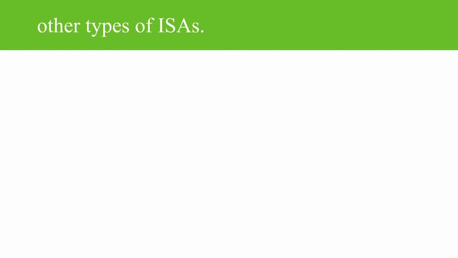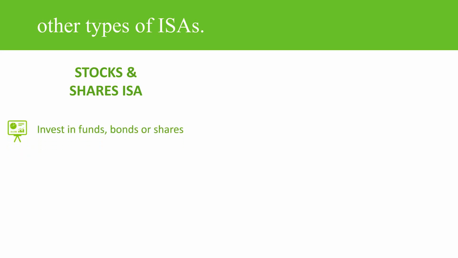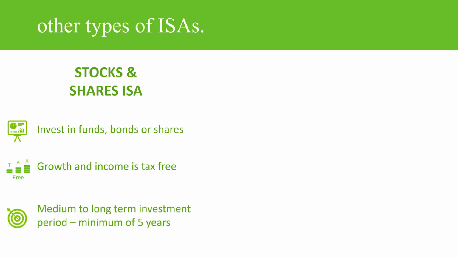There are other types of ISAs available, including stocks and shares ISAs and lifetime ISAs. These accounts also have limits on how much you can pay in each year. Click on the links below on the next steps at the end of this video to find out more. In a stocks and shares ISA, you can hold investments such as funds, bonds or shares in companies, and income or growth on these investments is tax-free. These would usually form part of a long-term savings plan, typically for 5 years or longer. We explain more about this in a separate video within this topic titled Investing.